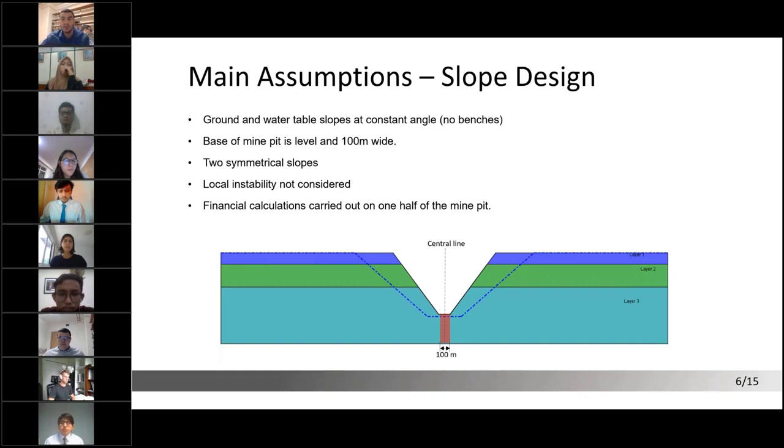Our slope design main assumptions were mainly made to make the financial calculations easier. So both the ground and the groundwater table slopes were at a constant angle, there were no benches, and a flat bottom surface. The base of the mine pit was 100 meters wide, which meant we could excavate all of the ore to that final depth. We did not account for local instability, and we modeled 2 slopes in FLAC to account for any surcharge effects that the opposite slope would have.